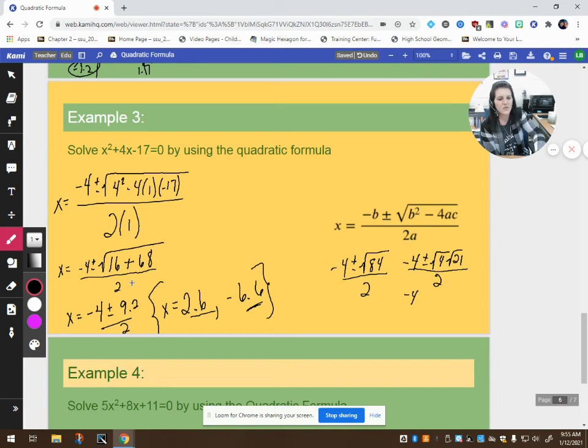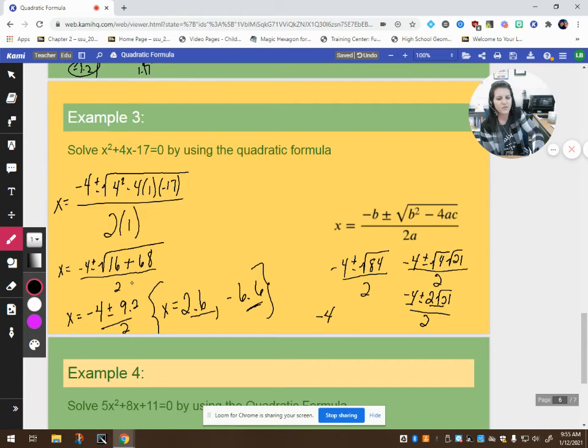So I've got negative 4 plus or minus, square root of 4 is 2. Then I got the square root of 21. I can't break that down any further. And then divided by 2. Well, this is divisible by 2, and this is divisible by 2. Each of the terms are divisible by 2, so I can simplify.